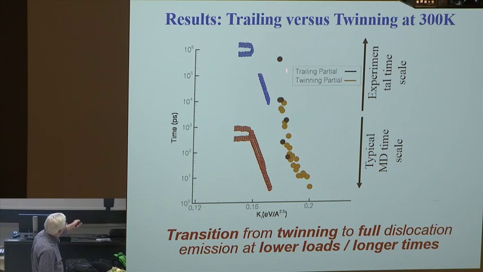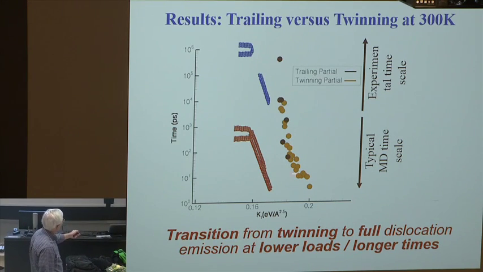And so here we directly see the transition between twinning, and then there's a region where it's kind of mixed, and then it transitions to being the trailing partial. And that is the full dislocation. And experimentally is up here, right? Long times, on a scale of picoseconds. This is a microsecond, right? And experiments are, say, up here somewhere, maybe even up here.